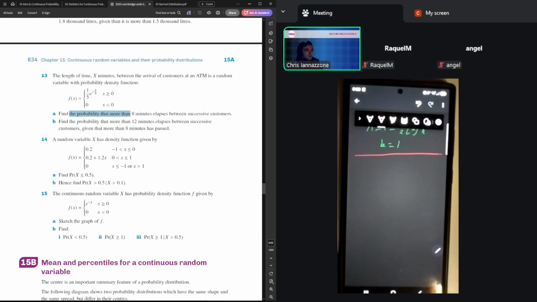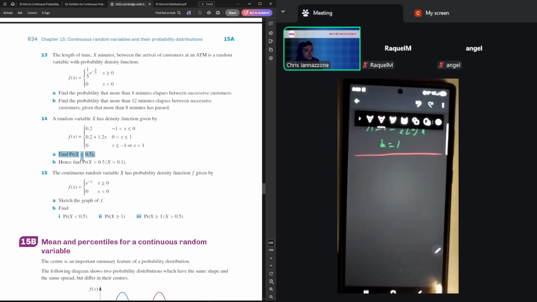Okay, find the probability that more than 8 minutes elapses. So that's 8 to infinity for your domain, because it's x greater than or equal to 0. It doesn't give you a known upper bound, so it's default infinity. Again, especially for these exponentials, very likely. Find the probability that more than 12 minutes elapses, given that more than 8. So you find the intersection of those two things, and then divide by the more than 8.